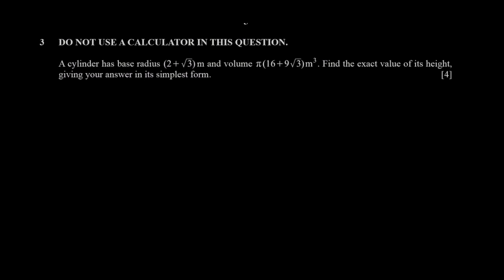All right, then, question 3. We're told not to use a calculator in this question, which means you need to show all of your working. Okay, that's absolutely key. We've got a cylinder that has base radius 2 plus root 3, and a volume given by this. We want to find the exact value of its height, giving our answer in the simplest form.